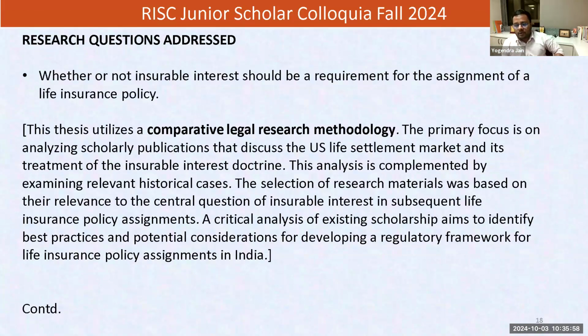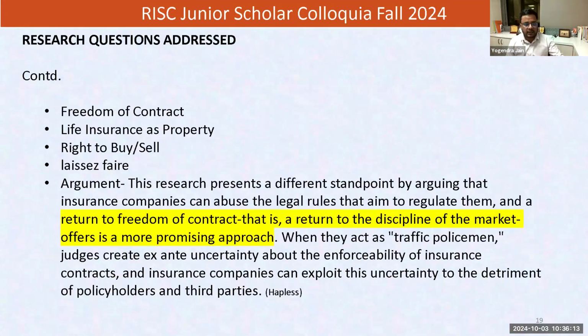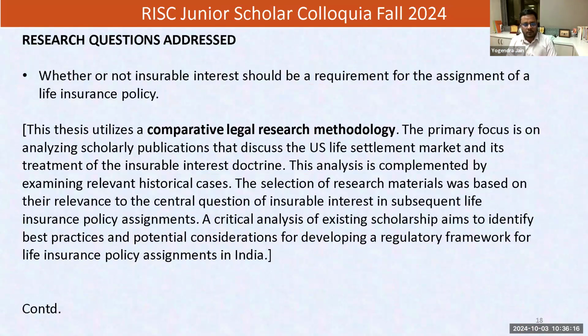Okay, so the first question that I have considered for this talk was basically whether or not insurable interest should be a requirement for the assignment of a life insurance policy. I have considered it, and I have found a few reasons for. Basically, I'll tell you the methodology. However, that is not very important.